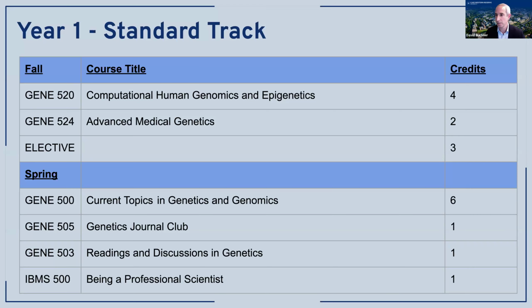And then the readings and discussions in genetics, the Gene 503 class, can be specifically tailored to each student, because that's working directly one-on-one with a faculty member. So anything that you would like to gain specific experience in, you can use that class to tailor the education directly to what you're interested in learning. Whether that's more geared towards computer science or more geared towards genetics and genomics, depending on your background and what you'd like to catch up and learn, is directly built into the program.